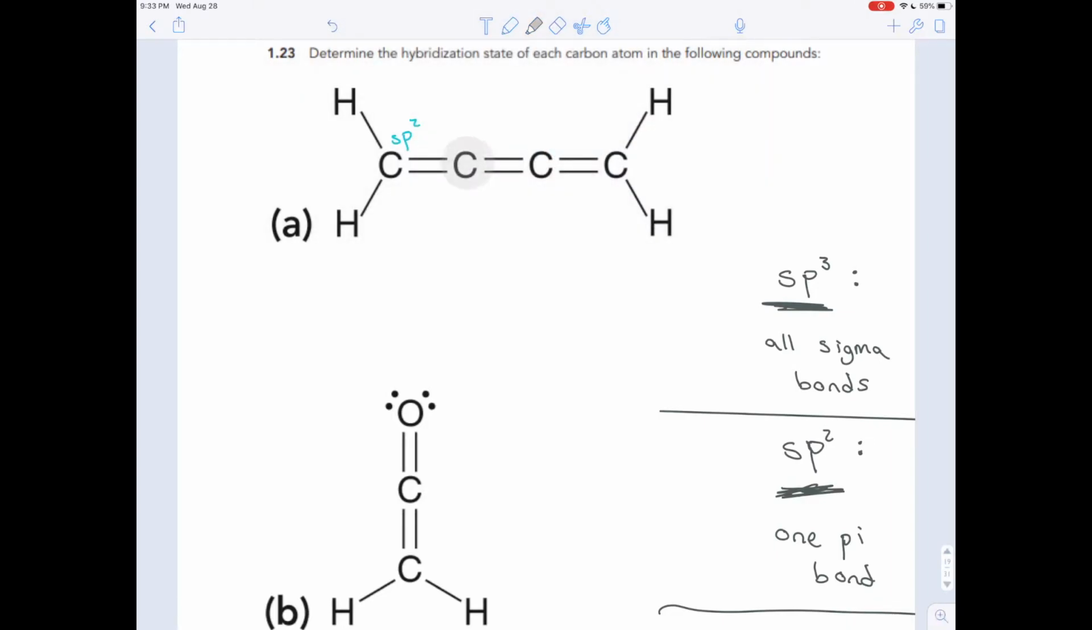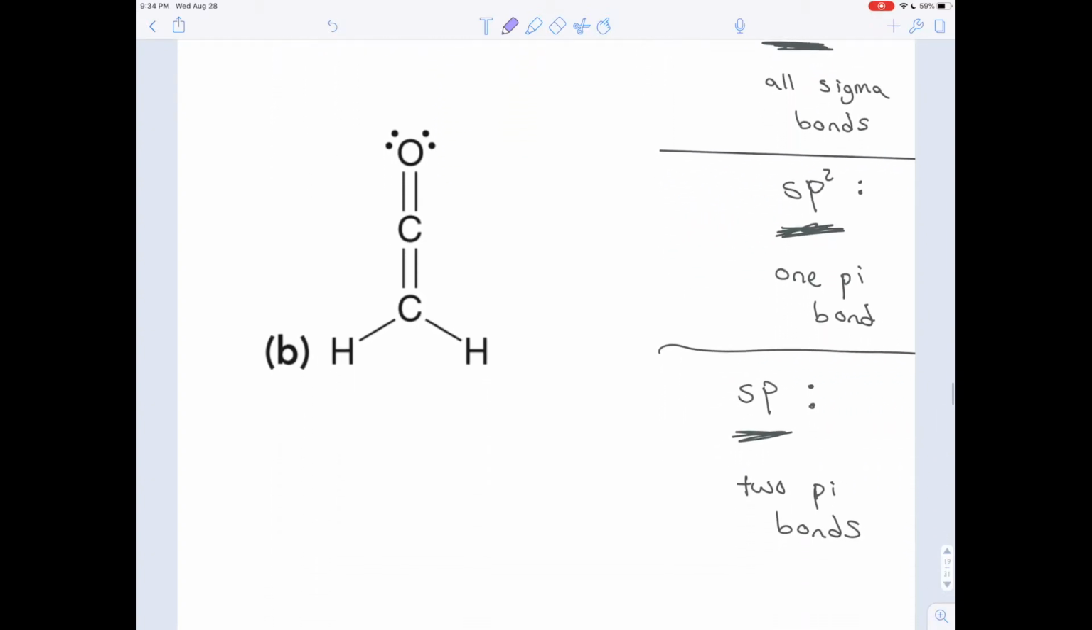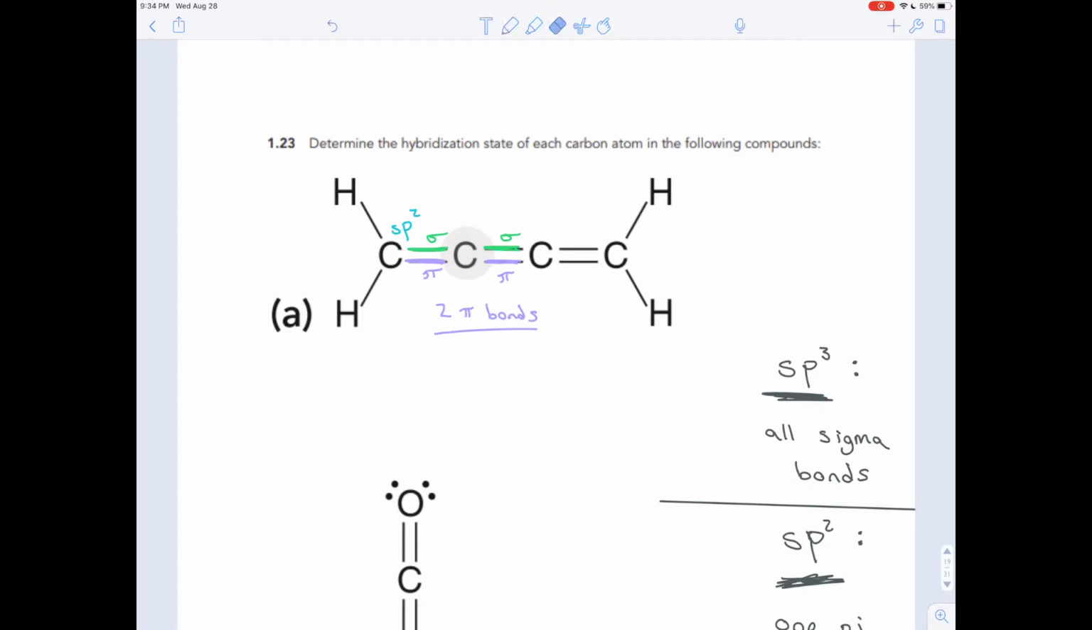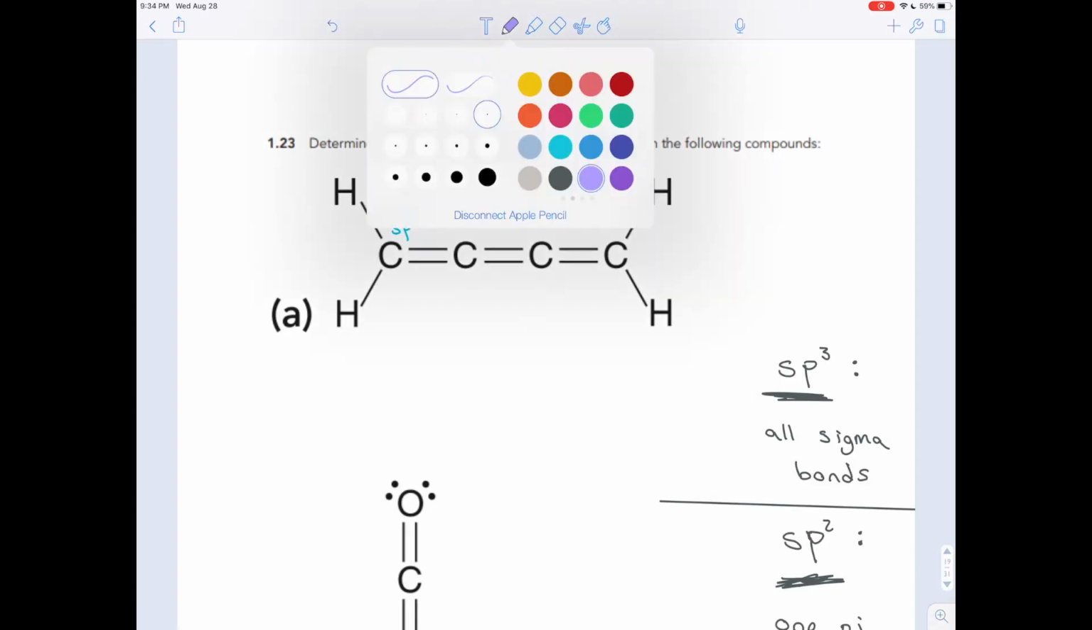Moving on to the next carbon, we look here. The first bond you ever form between atoms is a sigma bond. So that is a sigma bond, this is a sigma bond. Every bond after the first bond between two atoms is a pi bond, so that's a pi bond, and this is a pi bond. So here you have two pi bonds, and from our little table, we can tell that if you have two pi bonds, the carbon that has those is sp hybridized. So this carbon is sp hybridized.